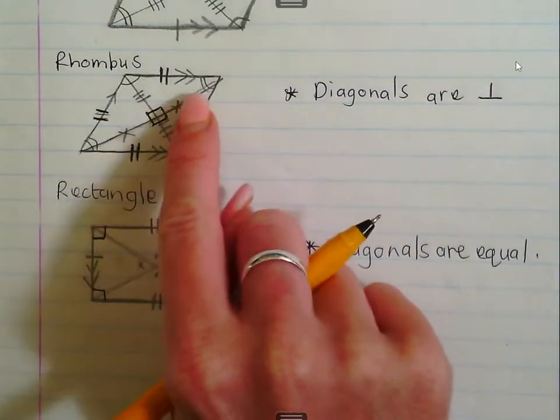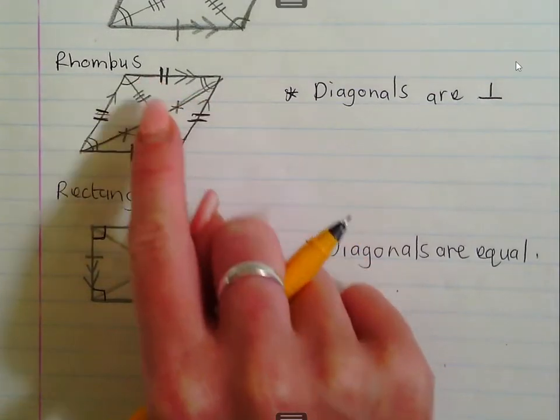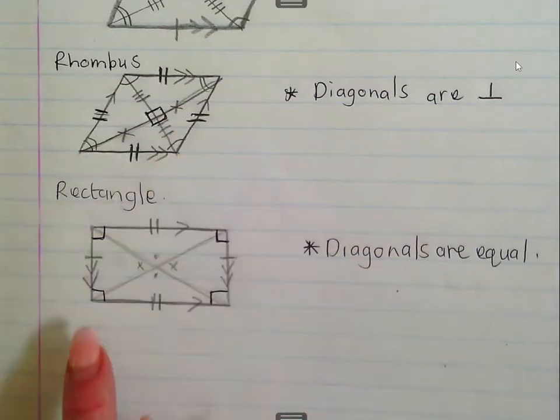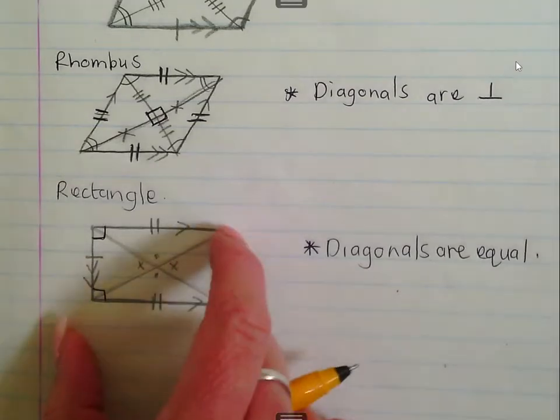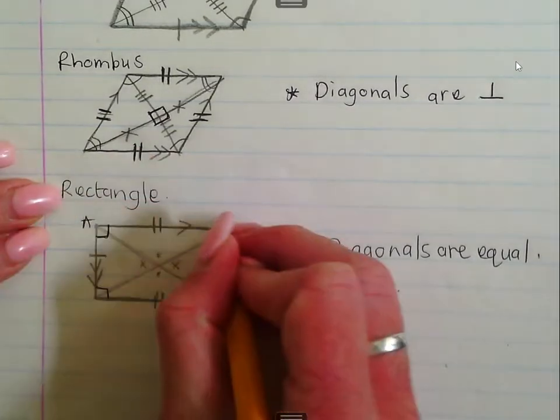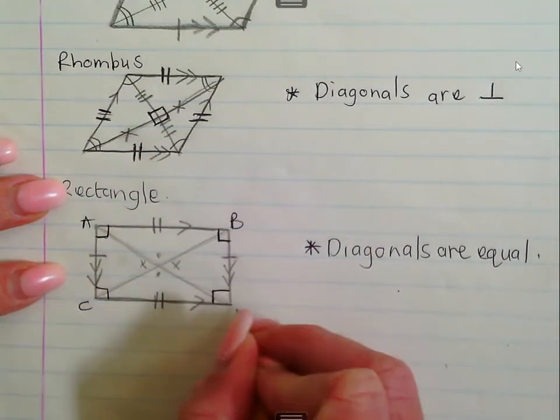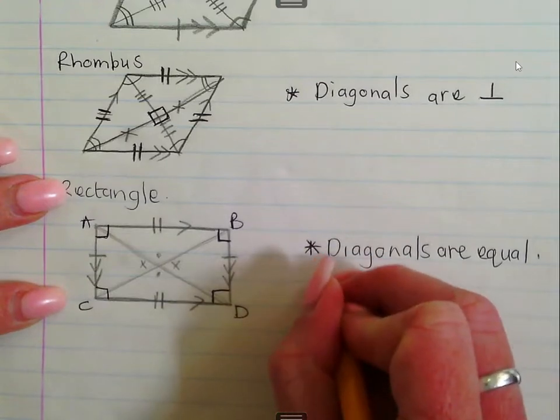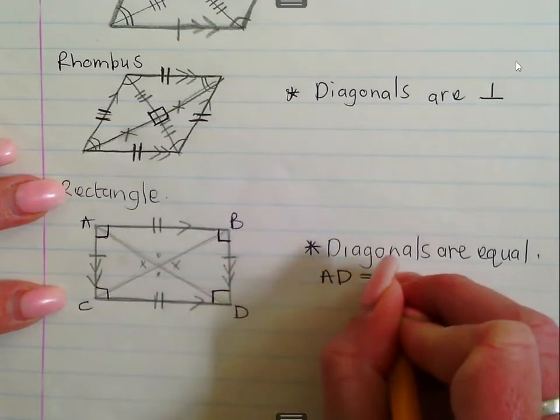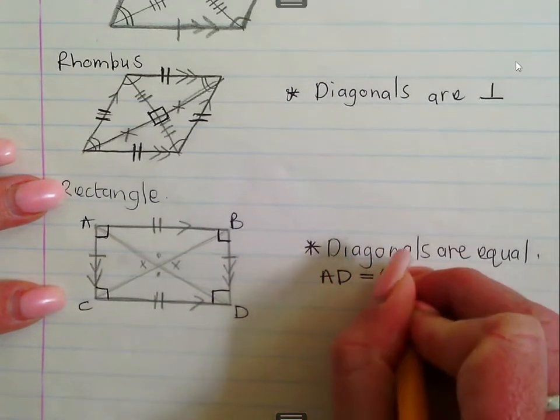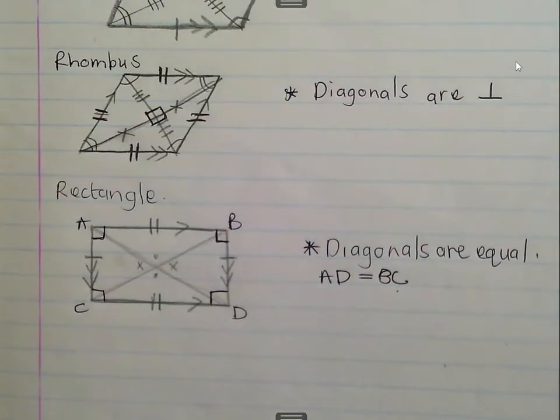So remember, with the parallelogram and the rhombus, they only bisect each other. The left side and the right side are equal, and the top and the bottom is equal. But with the rectangle, this whole line, let's just call it A, B, C, and D. AD is equal to BC. The whole diagonal is equal.